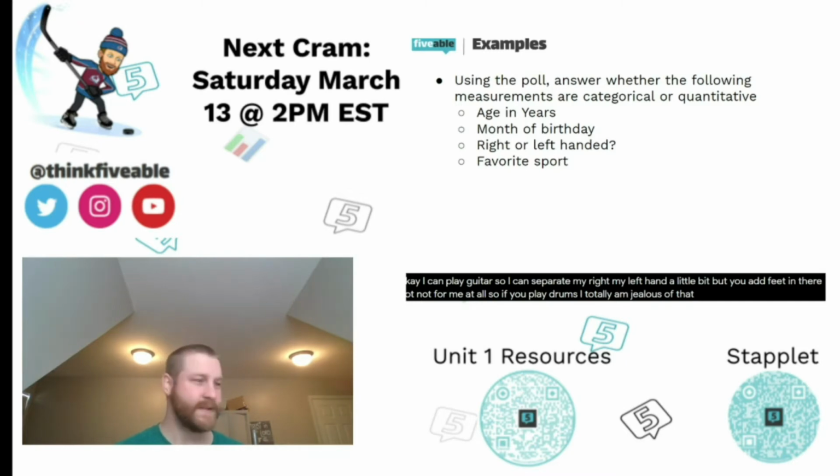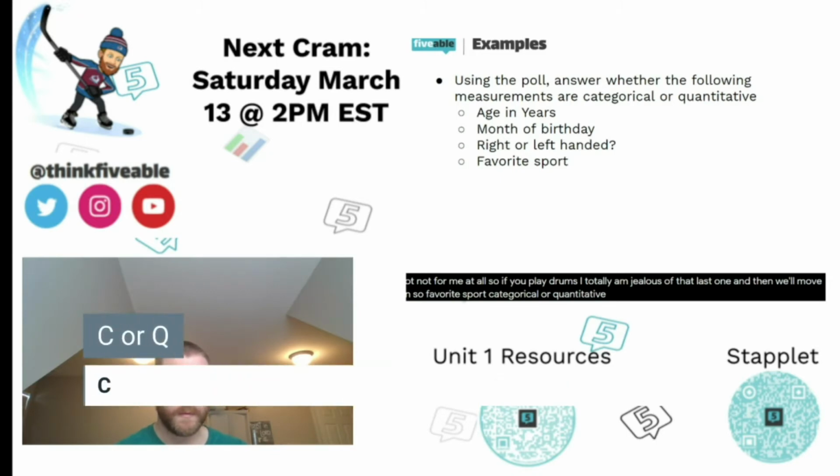Well, last one, and then we'll move on. So favorite sport. Categorical, quantitative. All right, again, categorical appears to be the favorite, and I would agree. Categorical is definitely the choice here.